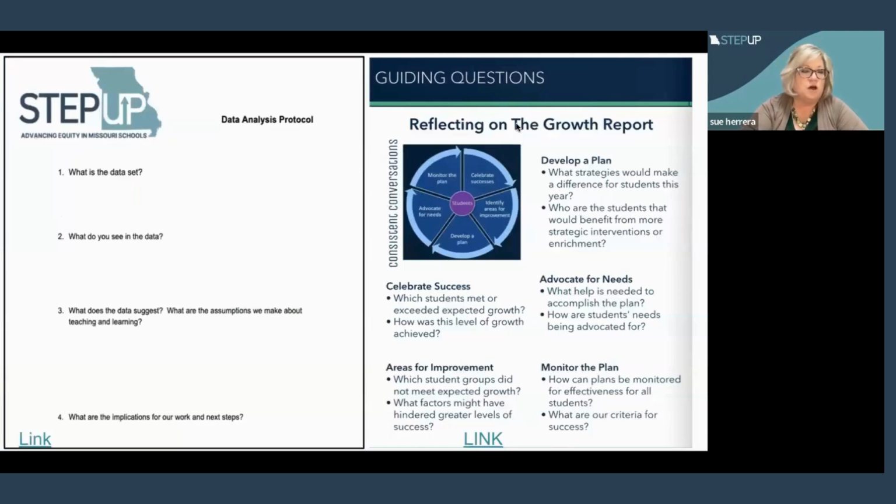So when you talk to your staff, you need guiding questions. I have two examples, and I'm going to drop both of these in the chat, the links to them. The first one is a data analysis protocol that we have used forever. And I will drop that link in there. And the other one is from the MO-DVT. It's reflecting on the growth reports, and it's telling you what they think you should be able to do.